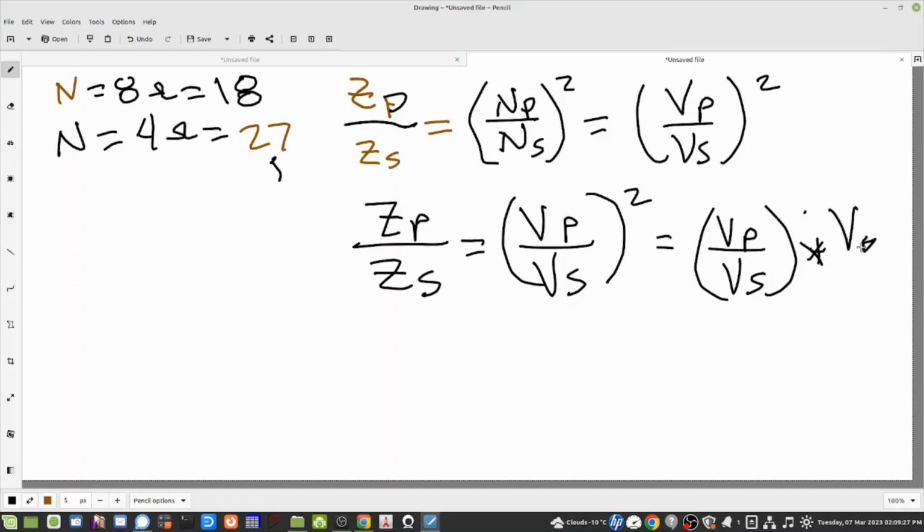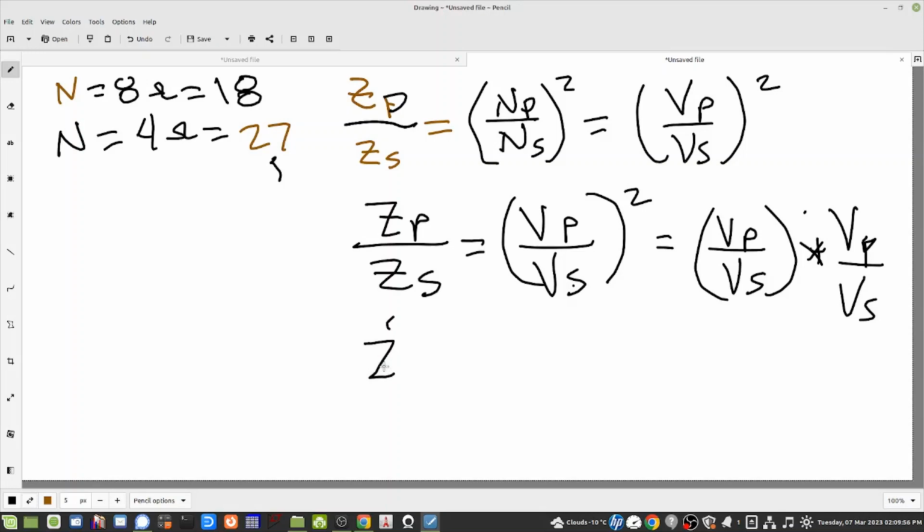Now, to be sure, when you square something, that's the same thing as VP over VS times itself. Okay, so we showed earlier, we measured VP and VS, or EP over ES, and for the 8 ohm input we got 18, and for the 4 ohm input we got 27. So we were curious as to the impedance of the primary for this transformer.